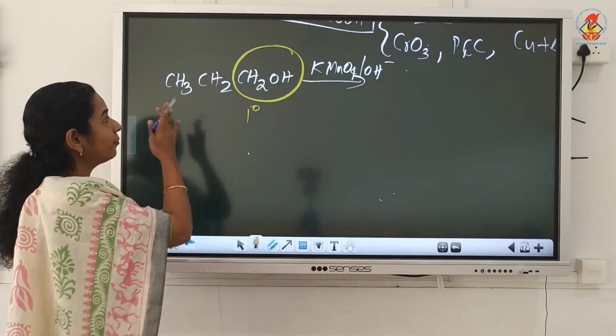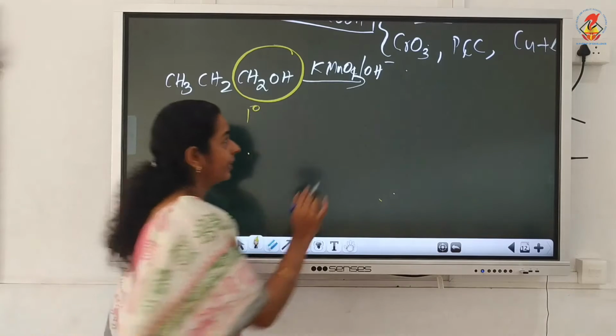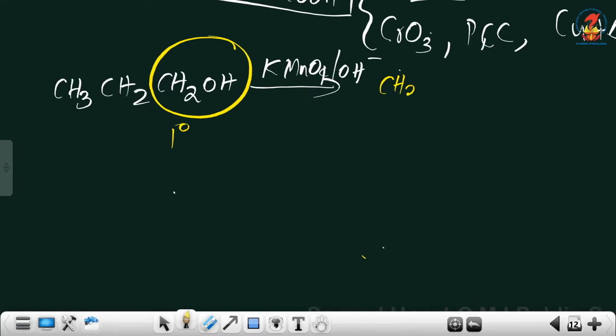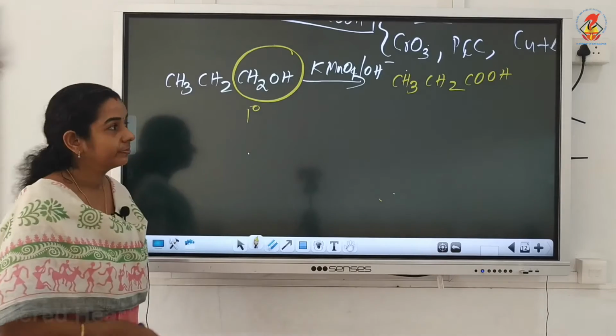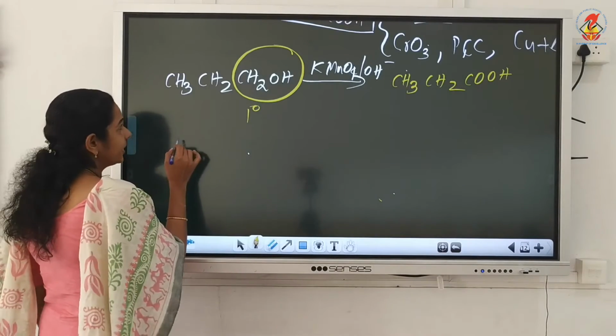The rest of the part of the molecule you can copy. So what will be the product? CH3CH2. Instead of CH2OH, we can write COOH. Equation complete. Now another example.